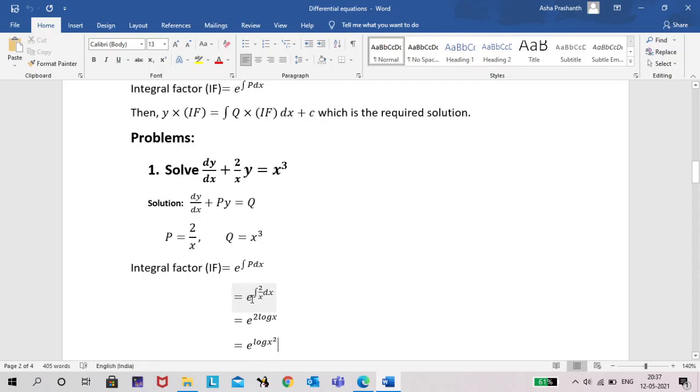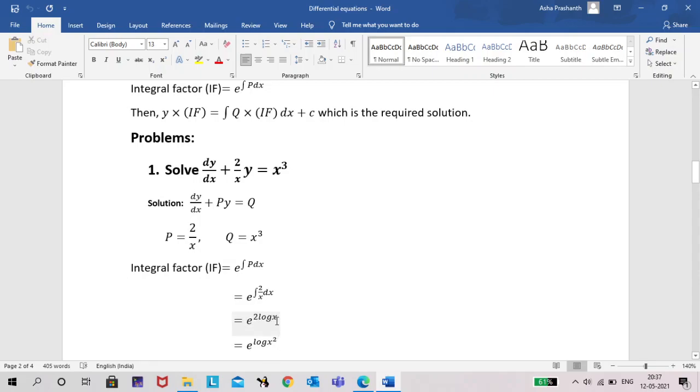In the next step, IF is equal to e to the power of integration of p, and the p is 2 by x. I am substituting the value 2 by x into dx. Here 2 is a constant. Integration of 1 by x is log x. So e to the power of 2 into log x.